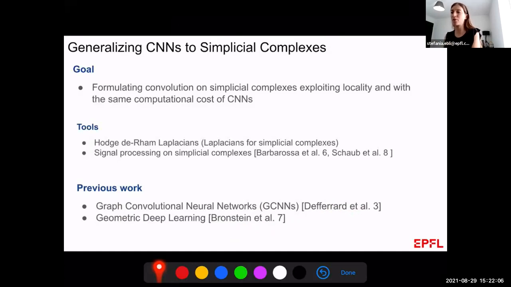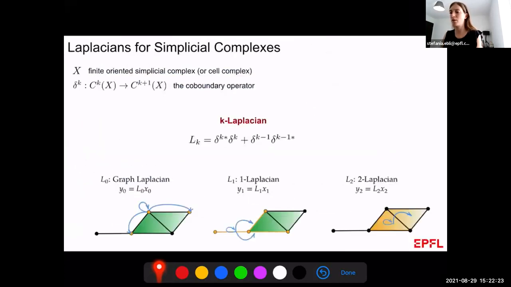Okay, so this was a general pipeline of what I would like to talk about in the following 20 minutes. And I will start by defining the theory we need for defining the simplicial neural networks. So I will start with the Laplacian for simplicial complexes. In this talk, I will consider X a finite oriented simplicial complex. And I want to stress that in this talk, I'm looking at simplicial complexes, and all our work was written for simplicial complexes, but the theory behind works for a general cell complex. We decided to focus on simplicial complexes, both for application and for simplicity.